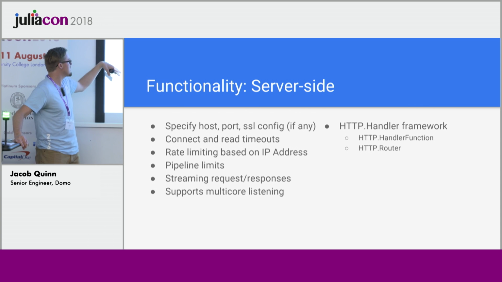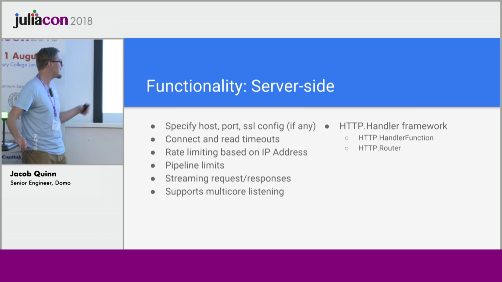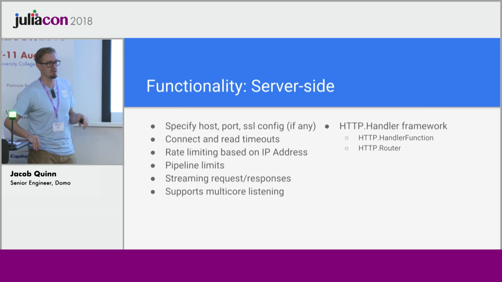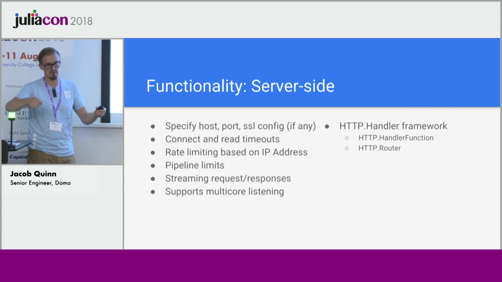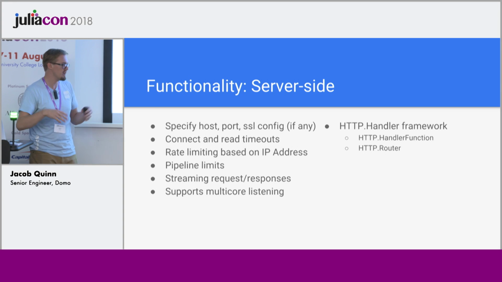You can do pipeline limits. You can also do the same streaming request and response from the server side. And then this is fairly new, it supports multi-core listening. So you can actually spin up a server on several worker processes, and they can all listen on the same port, and they will take requests as they come in. So you can do a multi-core server, in effect, in Julia.